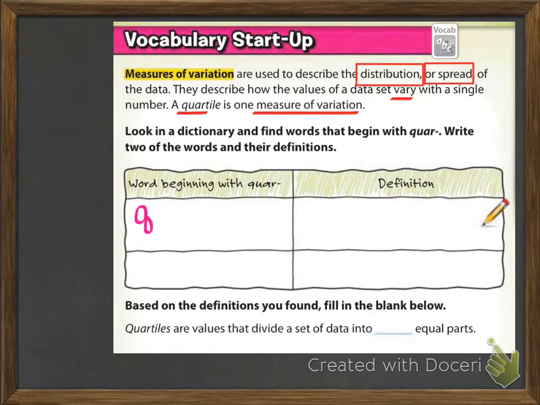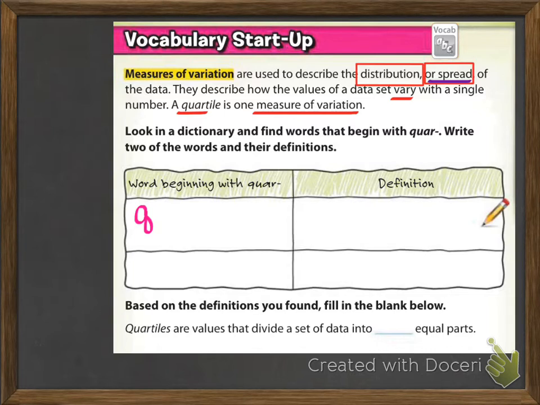Now for this first piece, it says measures of variation are used to describe the distribution or spread of the data. That word spread is really important because you need to make sure that you understand that that's another word for measures of variation, because as we go through the next two chapters, they're going to ask you about the spread of the data, and you need to understand that they're asking you about the different measures of variation. So now it says a quartile is one measure of variation.